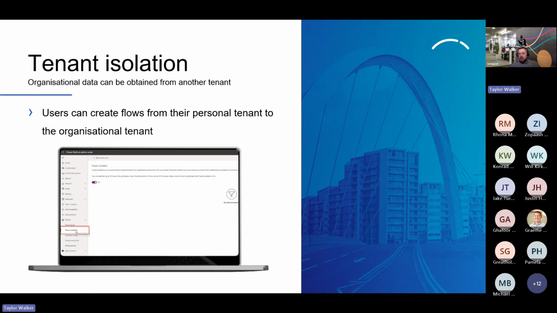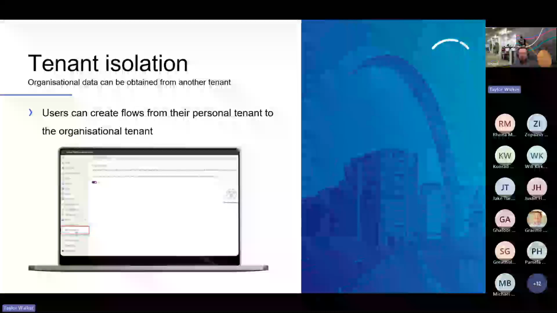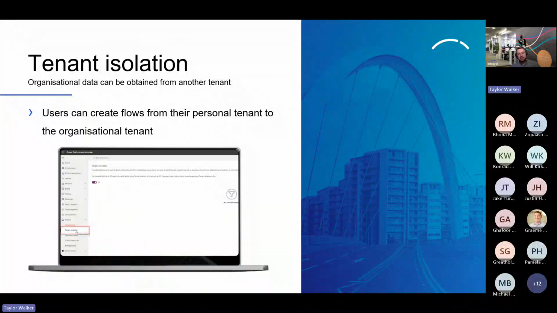Now, an important setting as well that is really quite critical for your business security here is tenant isolation. Previously this was off by default. Microsoft have made the decision to keep it on by default. Now, tenant isolation essentially makes sure that no other flows or apps can interact with your environment, and your environment can't interact with any other tenants in much the same manner.